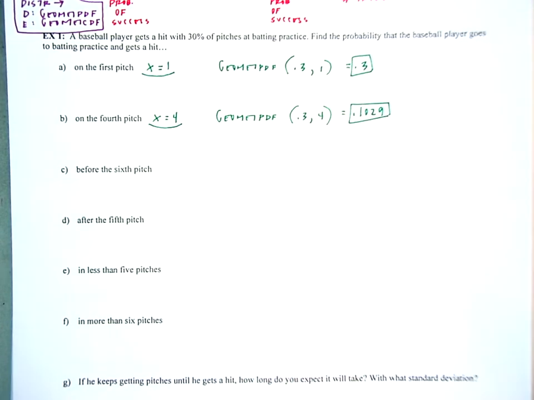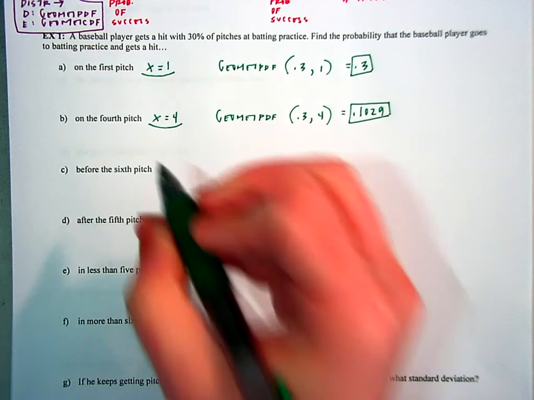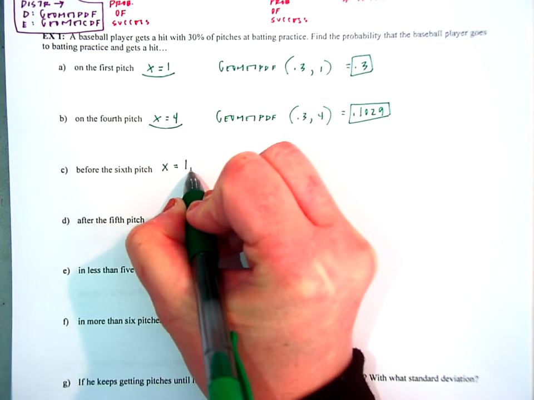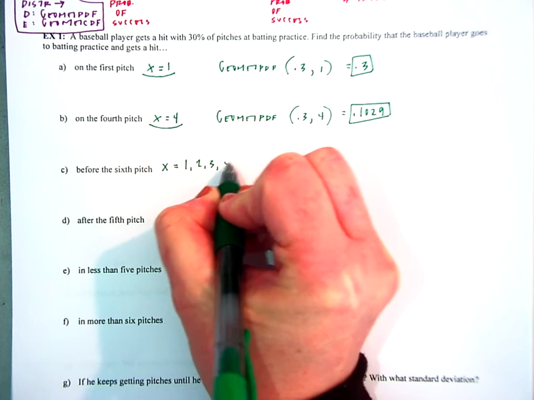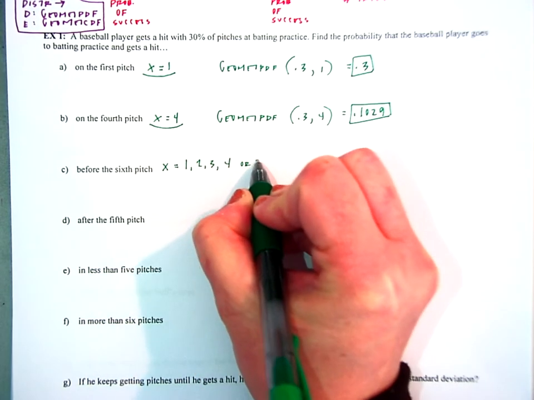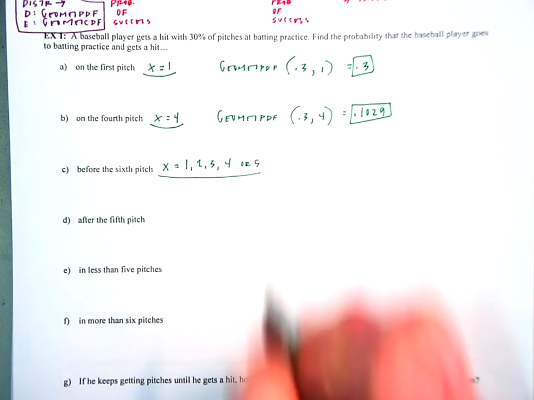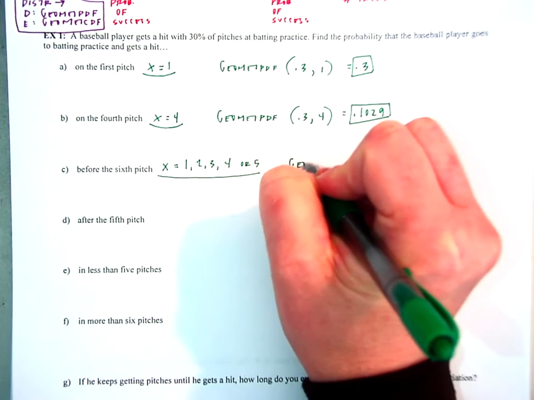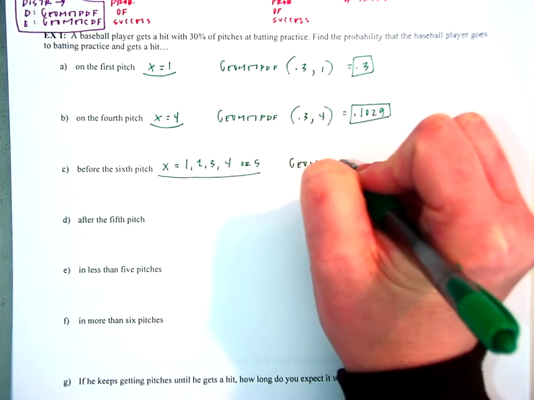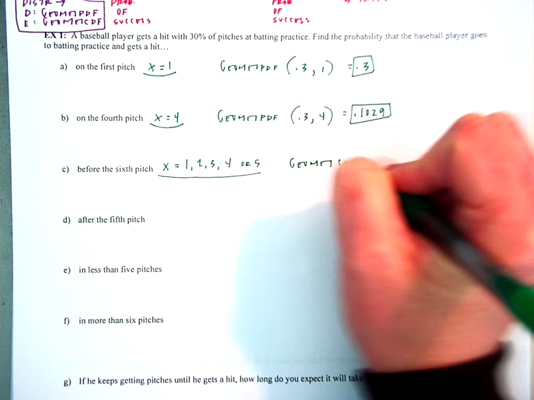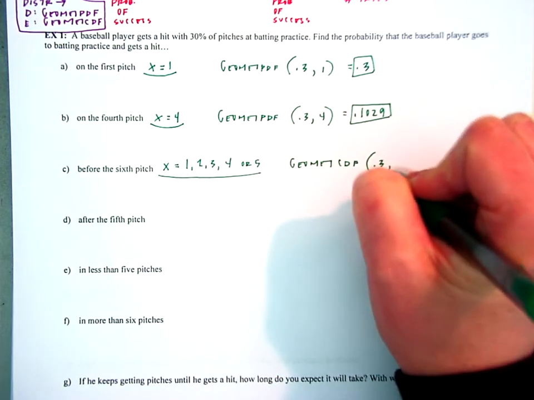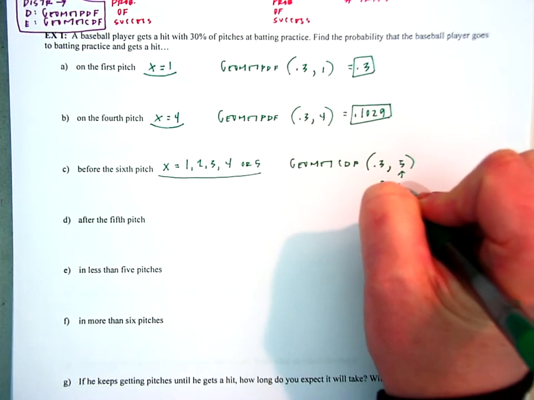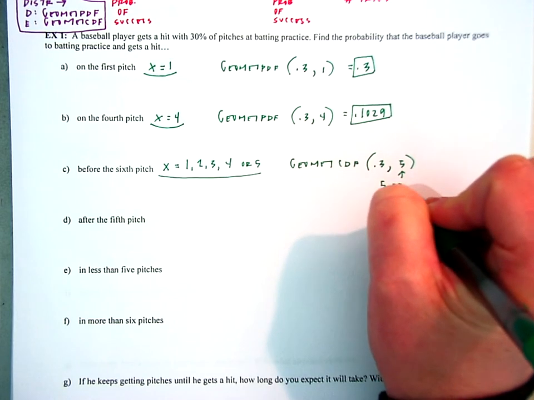Okay, now I'm saying before the 6th pitch. So that means if it's before the 6th pitch, we could have been successful on the 1st, 2nd, 3rd, 4th, or 5th try. So now I can use that cumulative function. So GeoMet CDF, 0.3, comma 5. So here, that 5 is 5 or less.